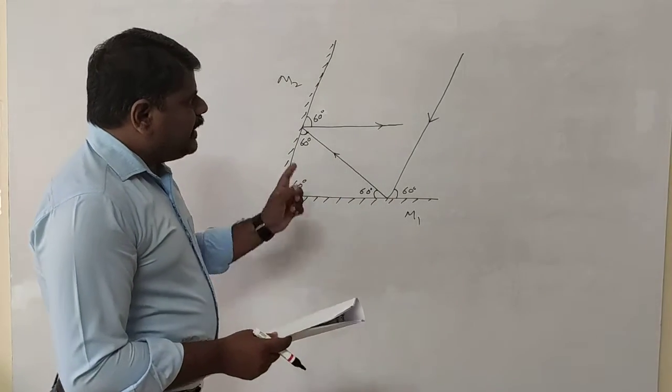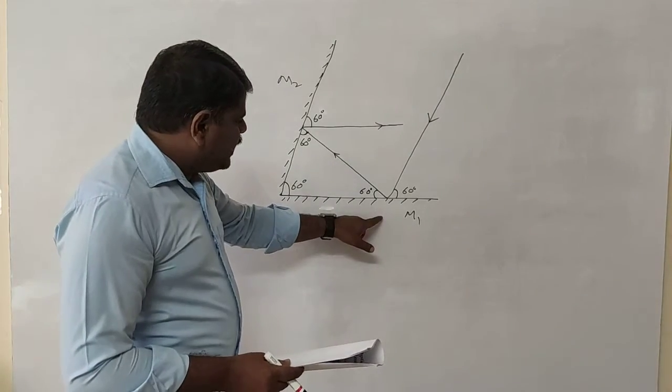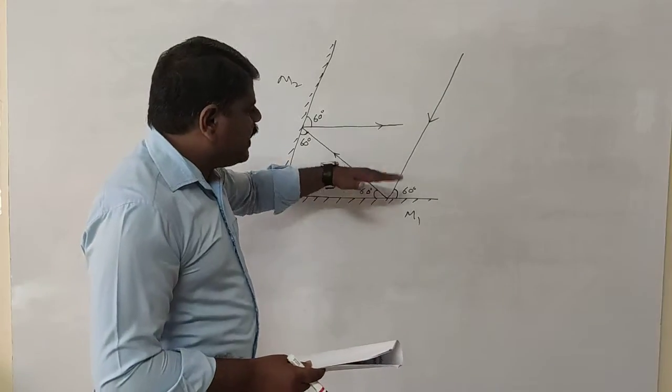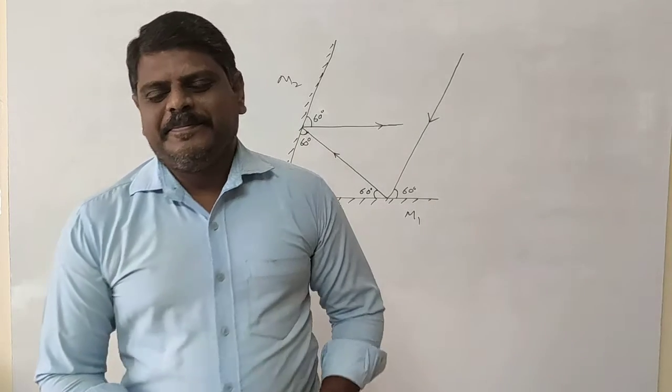So what is happening here? The incident ray is parallel to the second mirror. After reflecting, it is incident on the second mirror. After reflection from the second mirror, again it is parallel to the first mirror. Like that you have to find out. Okay, let's go for the next problem.